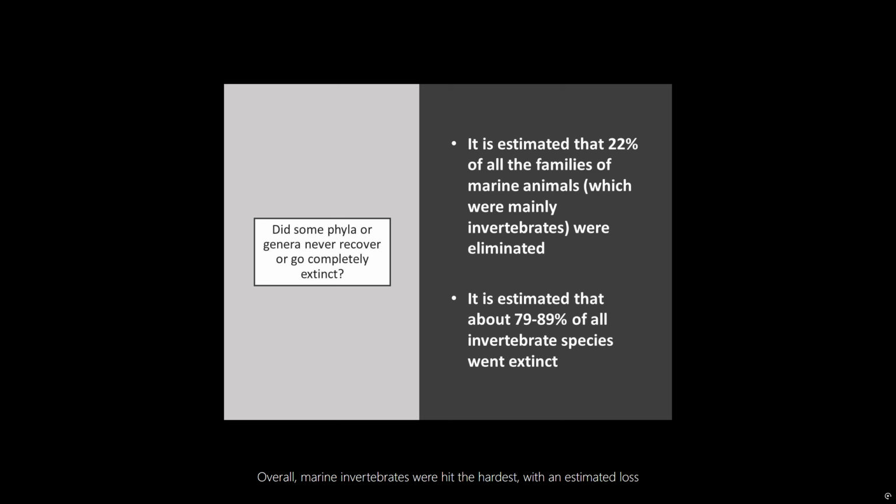Overall, marine invertebrates were hit the hardest, with an estimated loss of 22% of marine families, which includes the loss of 79 to 89% of all invertebrate species.